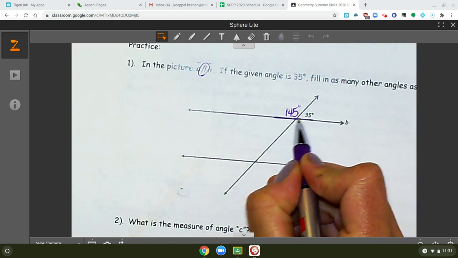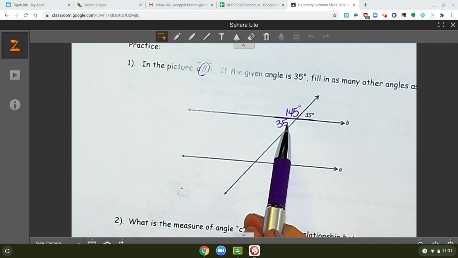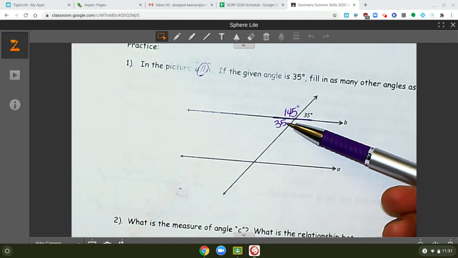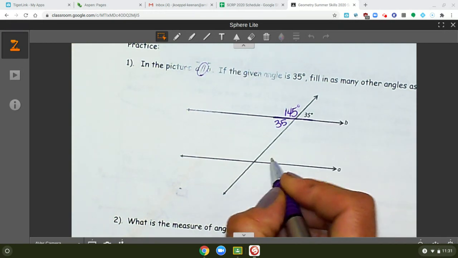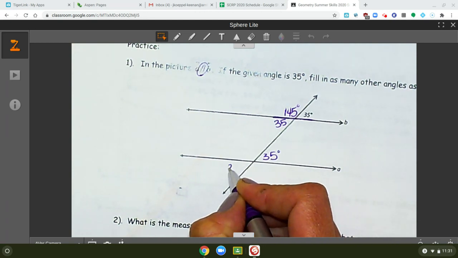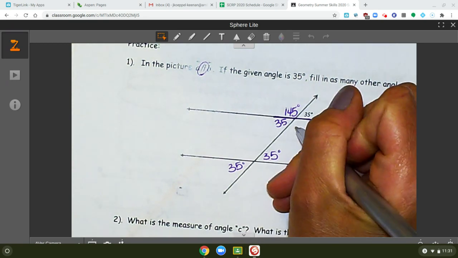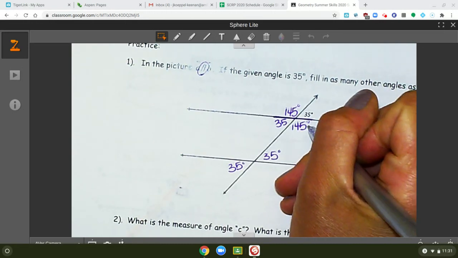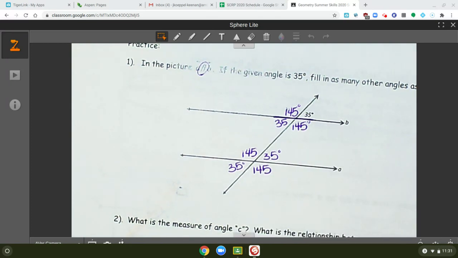So I'm going to start by filling in my vertical angles. So if this angle is 35, its vertical angle is 35. Now I'm going to fill in my alternate interior angles. So if this angle is 35, its alternate interior, go to the other side and slide down. This angle here is 35. And then its vertical angle would then be 35. So four of my angles are 35 degrees, which means the other four angles are going to be 145. So here we have its vertical angle, its alternate interior angle, and then its vertical angle. And just like that, we have all eight angles in our figure filled out.